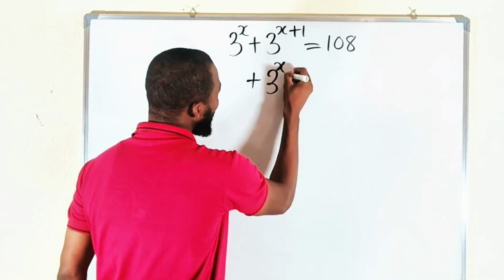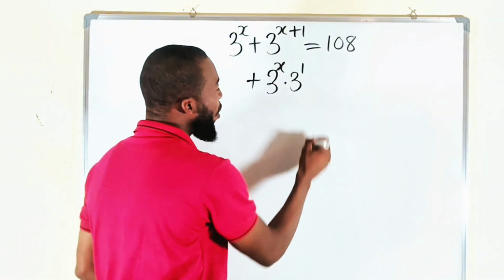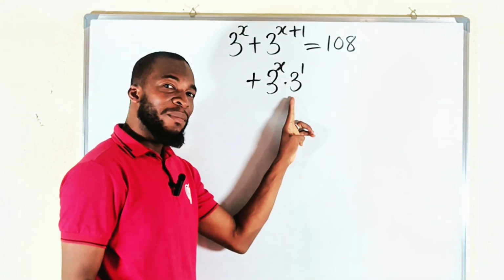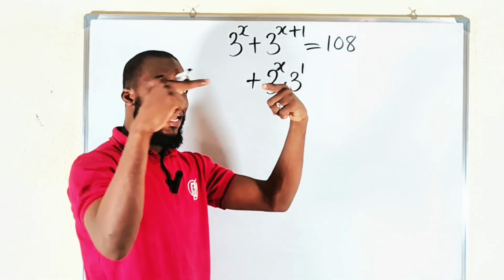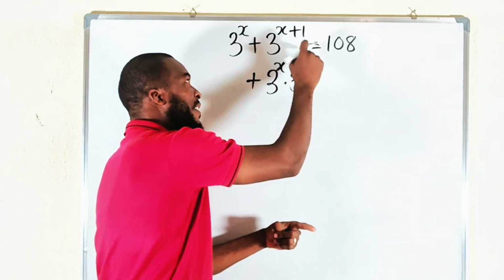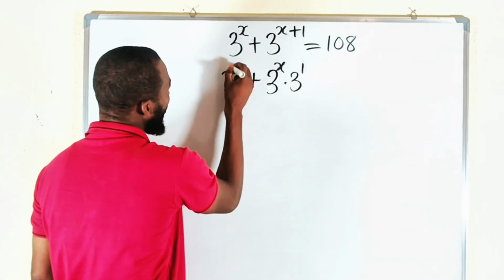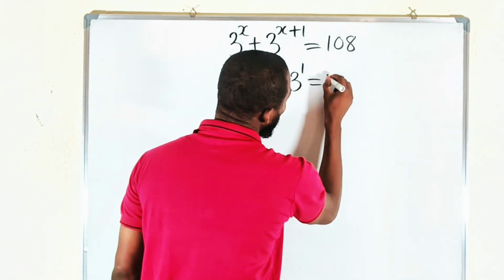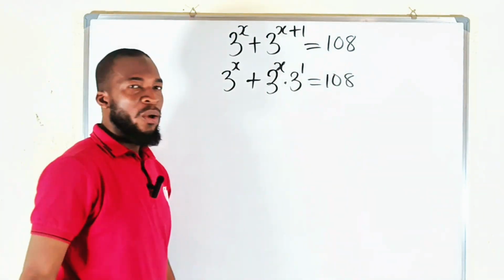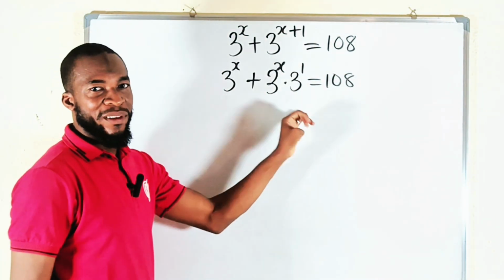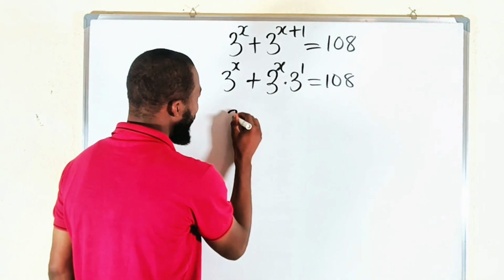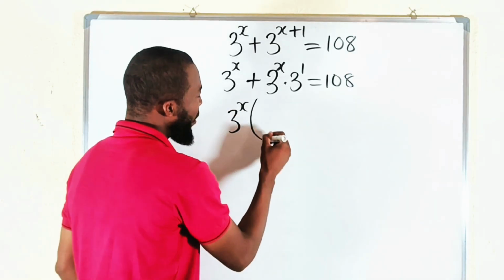3 to the power of x multiplied by 3 to the power of 1. Yes, the bases are the same, and hence you can take a base and add the exponents. So this is reversible. We still have 3 to the power of x here equal to 108. What do we have in common between these two terms? 3 to the power of x. Factor it out. 3 to the power of x in the bracket.